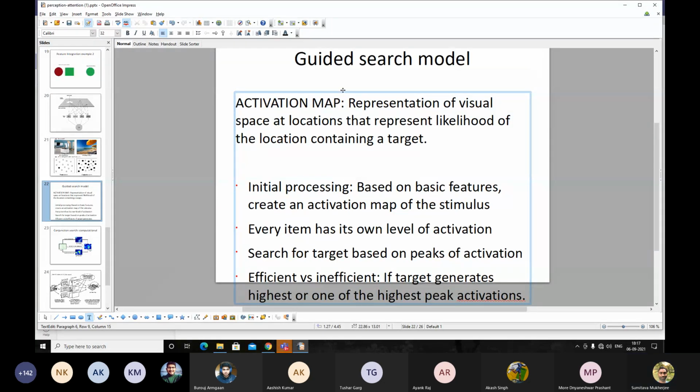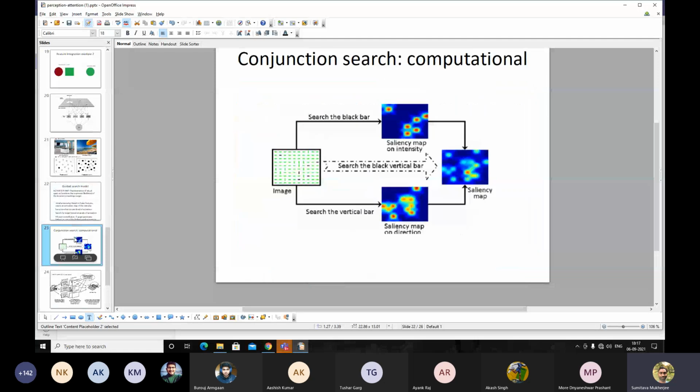This is completely abstract, so let me show how it looks. Here you have an image that you feed in. This is, by the way, a computational implementation of this search algorithm, conjunction search, using a saliency map, as it's called. This is an image that you feed in, and the task is to search for the black vertical bar. Okay, so the black vertical bar essentially is here, right? How do I search for it computationally?